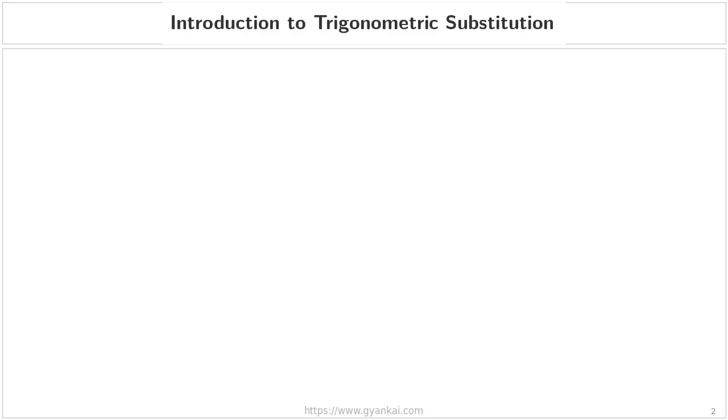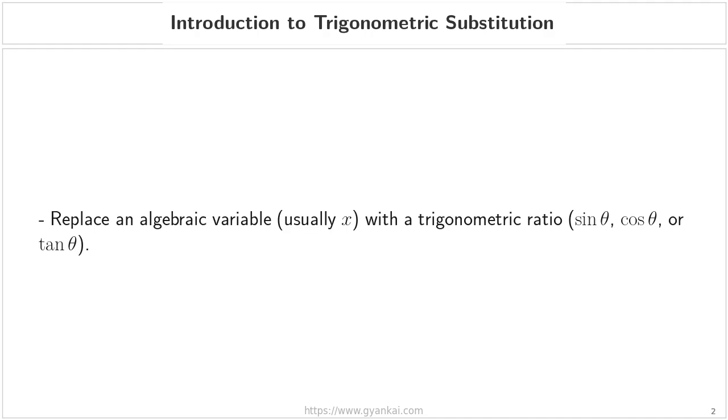Introduction to trigonometric substitution. Now that we have established why trigonometric substitution is necessary to handle complex algebraic expressions, let's look at the general mechanism of how this process works. First, we begin by replacing an algebraic variable, which is most commonly x, with a trigonometric ratio, such as sine theta, cosine theta, or tangent theta. This effectively shifts the problem from the realm of algebra into the realm of trigonometry.